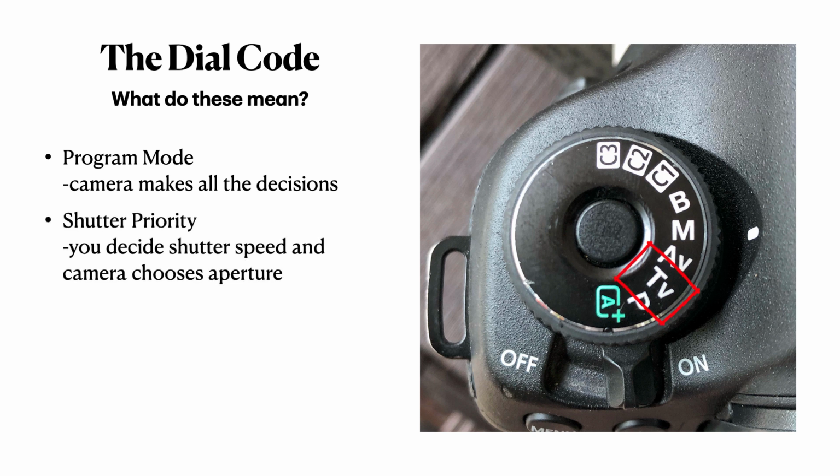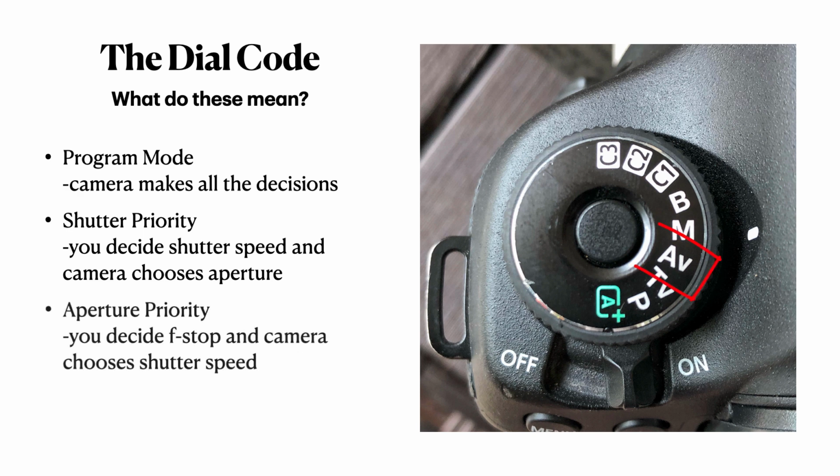Shutter priority, or TV, which is time value. Shutter priority is you choose the shutter speed and the camera chooses the aperture. So if you know you need a fast shutter speed, you will switch to that faster shutter speed. Say, I want it to stay at 500th of a second. And then the camera will say, okay, well, if you want 500th of a second, we need to shoot that at f4, and it will make the proper calculations.